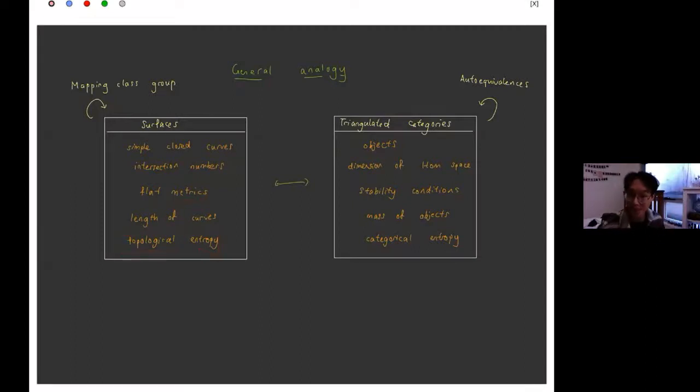So the aim of today's talk is to really go through this side of the story, meaning I'm going to try and go through what a triangulated category is in a very, very big sense, and introduce some of these notions, so that we can all see how we can study triangulated categories in a similar way to how people would study surfaces.